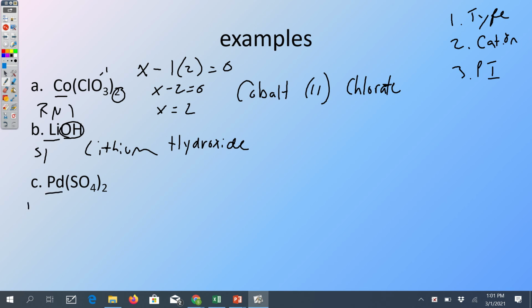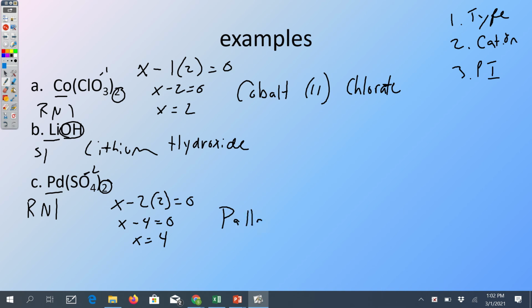All right, Pd is a Roman numeral ionic. I'm going to call its charge X. SO4's charge is -2, times, there's two of them, equals 0. So X minus 4 equals 0. So X equals 4. Pd is palladium. Charge is 4. SO4 is sulfate. There you go. Make sure you're following along with your polyatomic ion sheet. You do not have to memorize these. You do need to know how to find their charge, though.